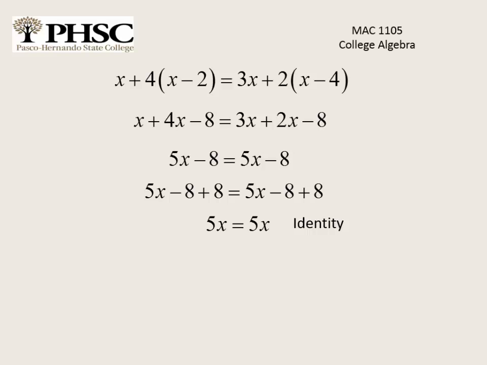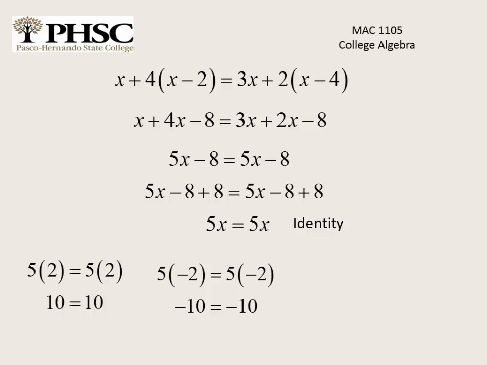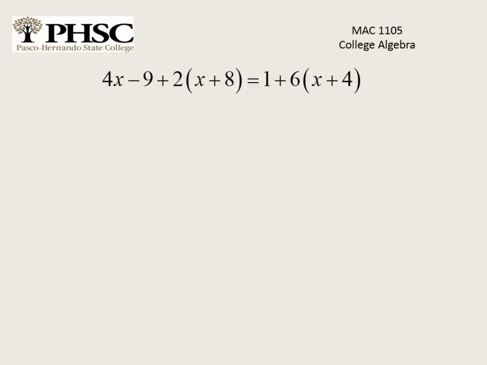And this is an identity because it does not matter the value that we substitute into this equation, we're going to end up with equivalent values on both sides. So whether I substitute x with 2, I end up with 10 equals 10. Or I substitute x with negative 2, I end up with negative 10 equals negative 10. Or if I substitute x with 1/5, I end up with 1 equals 1. So this is why it's an identity. Regardless of the value that we substitute the variable with, we end up with the same value on both sides.